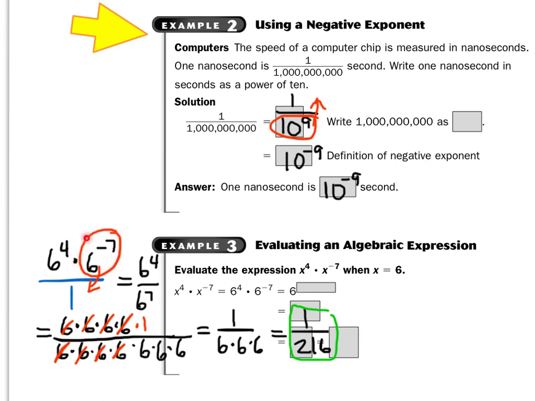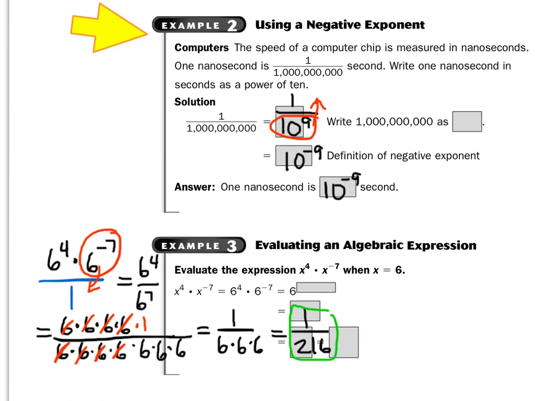But this parent and this baby, the baby's crying, so they want to get in the pool to make the baby happy. So I have 6 to the 4th power on top over 6 to the 7th power on the bottom. Now the way that I'm going to evaluate it is just write it out. I know that 6 to the 4th power means 6 times 6 times 6 times 6. And I know that 6 to the 7th power means 6 times 6 times 6 times 6 times 6 times 6 times 6.